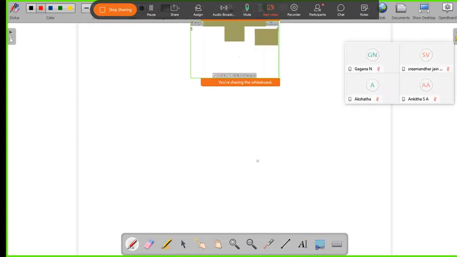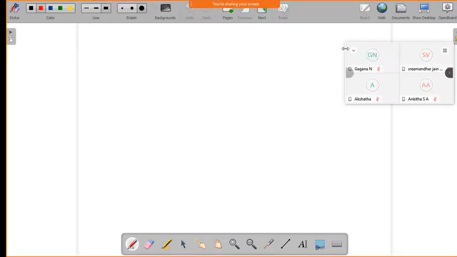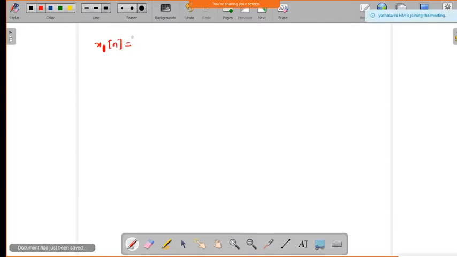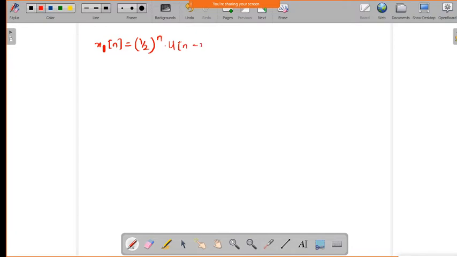Okay, so some more problems we will do today, based on the convolution sum. Now take this problem, which is given by x1 of n equal to half power n into u of n minus 2, and x2 of n is given by u of n. So these are the two signals which they have given.